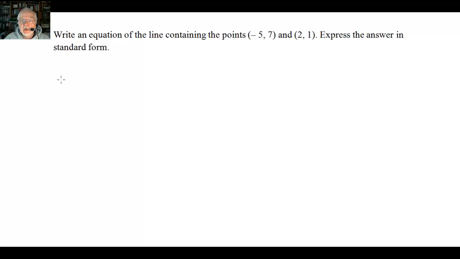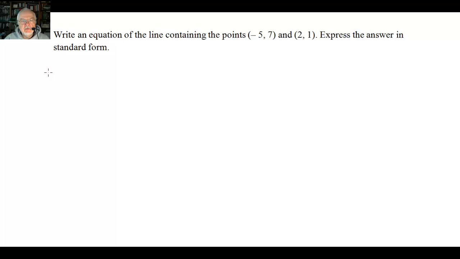Here's another problem requiring the point-slope formula. Although actually we can do this two different ways: one using the point-slope formula, and the other using the slope-intercept formula. I'll do it both ways. All right, so what do we want to do? We want to write an equation of the line containing the points minus 5, 7 and 2, 1. Express the answer in standard form.